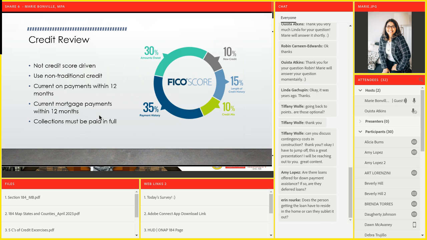Make sure you're current on monthly payments within the 12 months that they're the snapshot. Current mortgage payments. So if you're getting a refinance, then your current mortgage payments need to be on time as well, right? They're not going to necessarily want to refinance if you're already struggling with what you currently have. Collections must be paid in full.